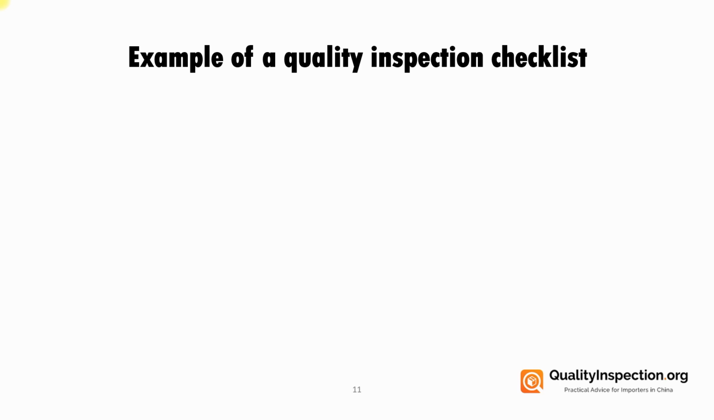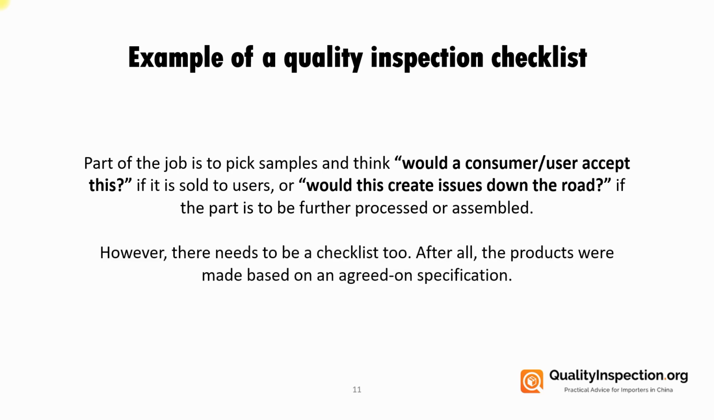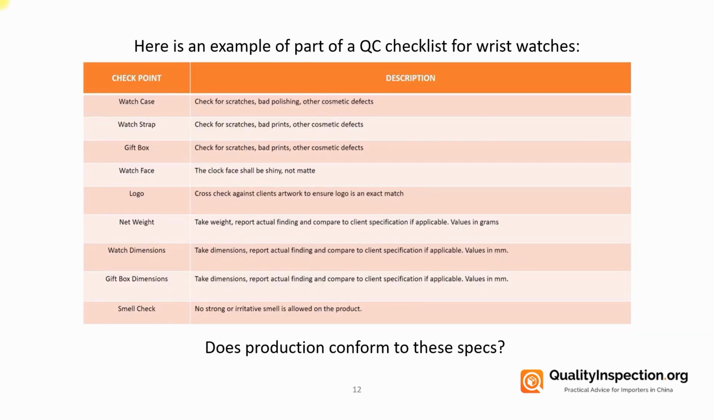Also, the inspector will be using a quality inspection checklist to assess quality. This will help them to answer the questions, would a consumer or user accept this product? Or would this create issues down the road if we're talking about, say, a component? So since the products have all been made based on an agreed on specification, a checklist can be made from these. This is an example of part of a QC checklist used for checking wristwatches.